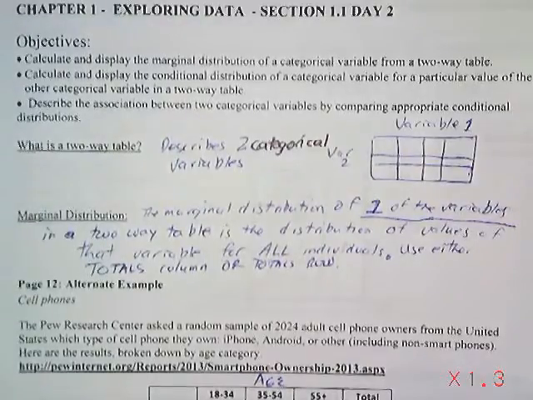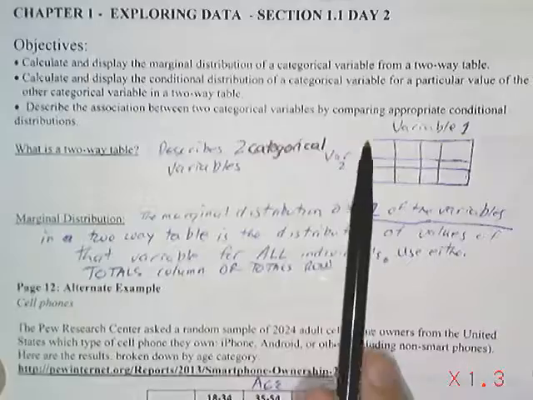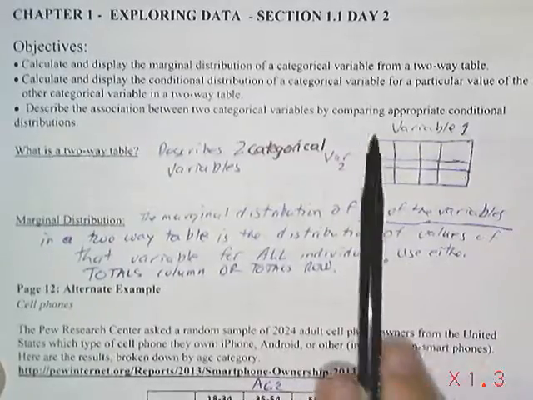Okay, first of all, what is a two-way table? Well, it's what you might think, it's a table. There are two variables. Variable 1 might be a column variable, variable 2 is the row variable, and they're both categorical variables. We'll see an example in just a minute.